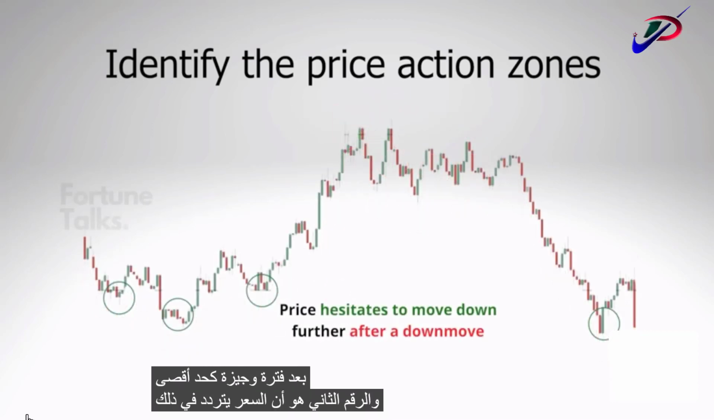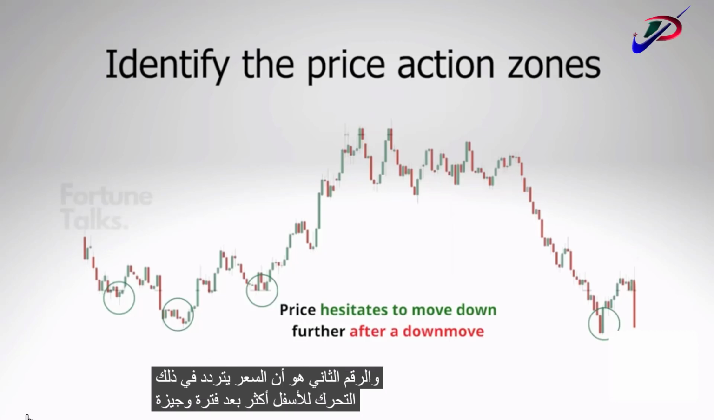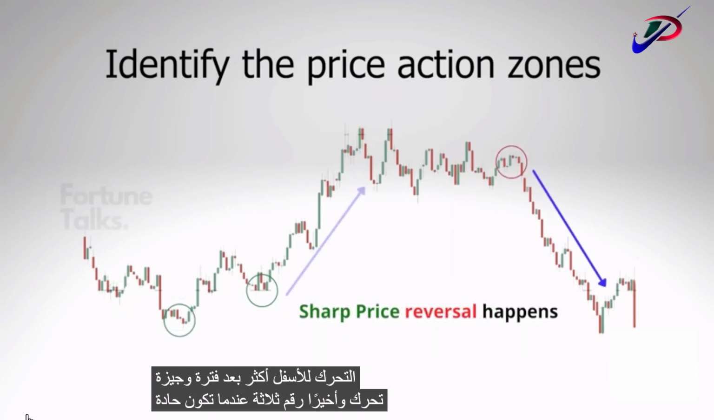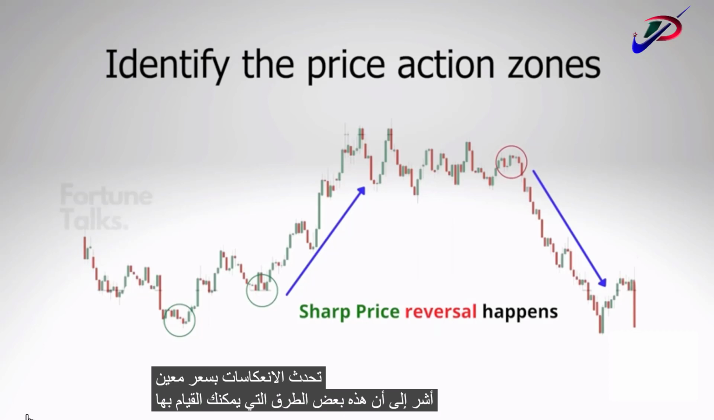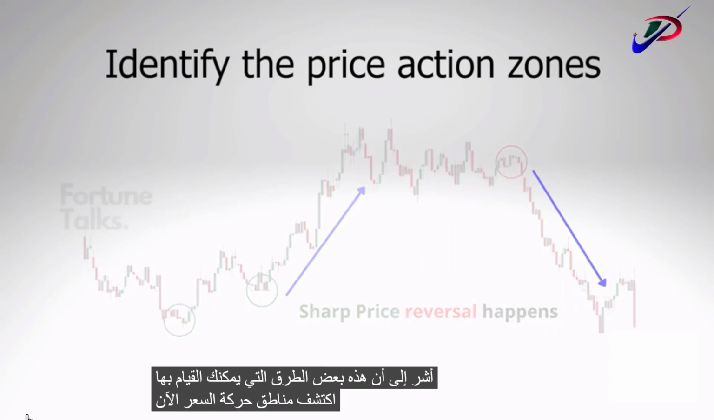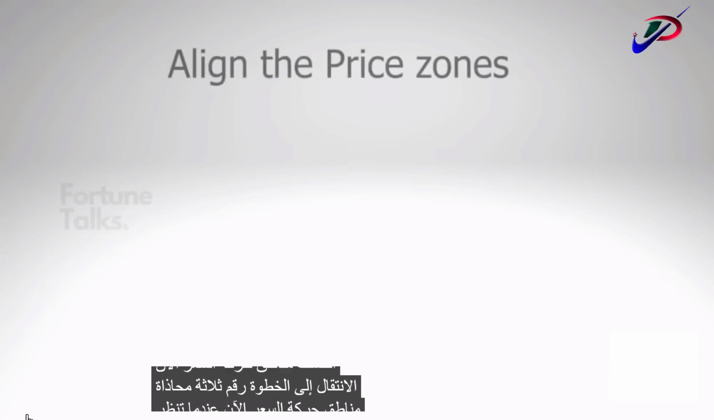And number two, the price hesitates to move down further after a brief down move. And finally, number three, when sharp reversals occur at a particular price point. These are some of the ways you can figure out the price action zones. Now moving on to step number 3, aligning the price action zones.